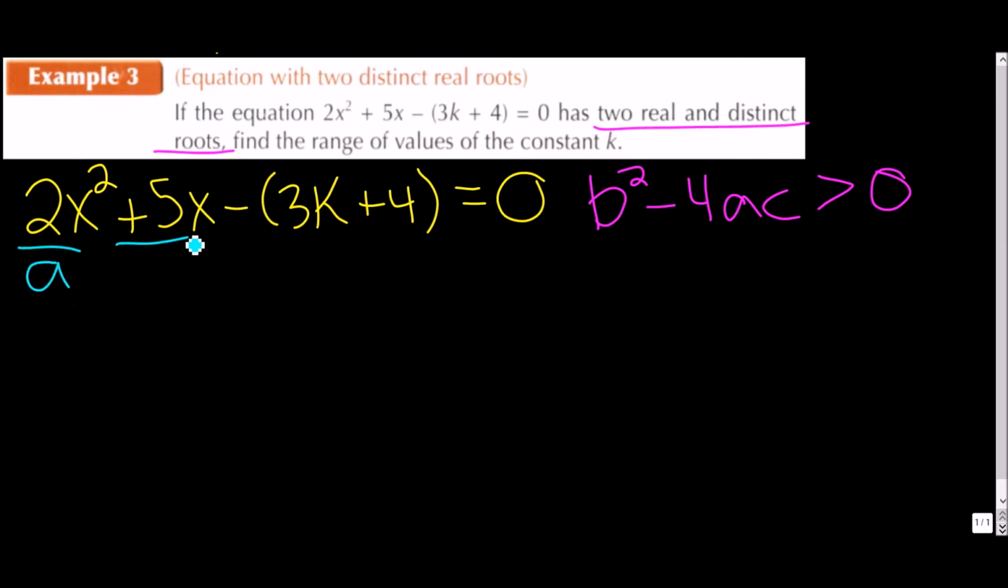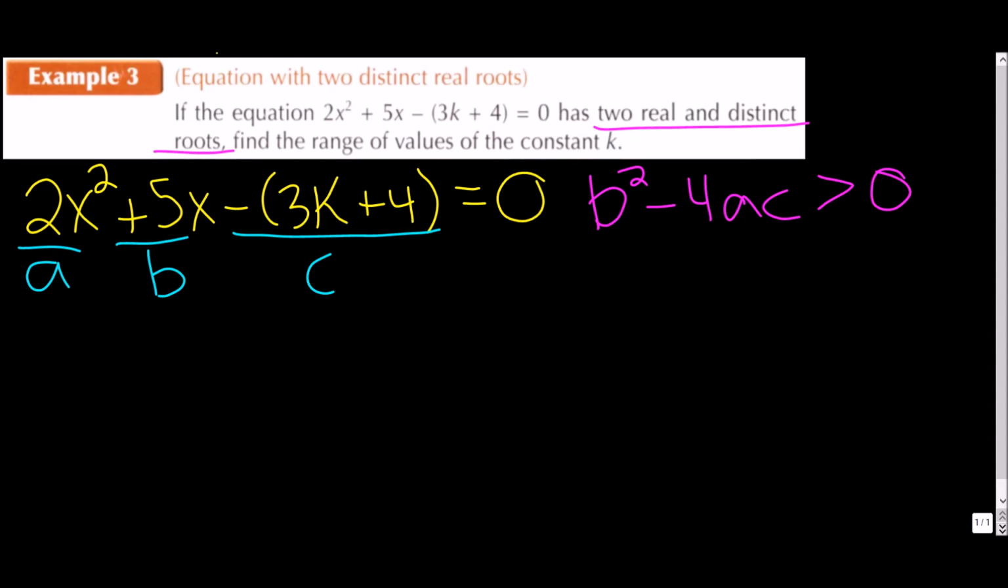B is the number of x's. Well, there's 5 of those. Now, C is everything that's left over, right? Anything that doesn't have an x attached to it. This is the entirety of C. Now, it's including the parentheses. If you want to, you can go ahead and distribute that negative, but not necessary. We can leave it as it is.